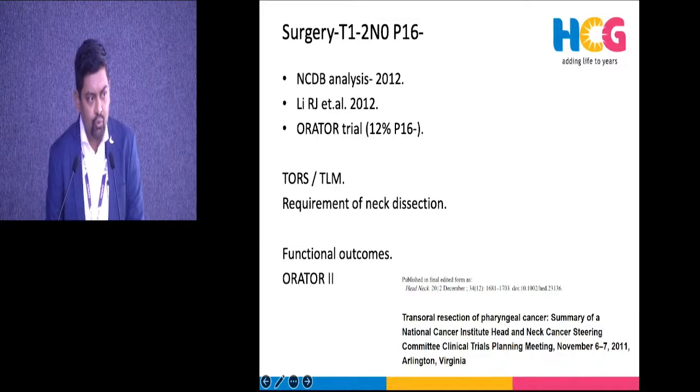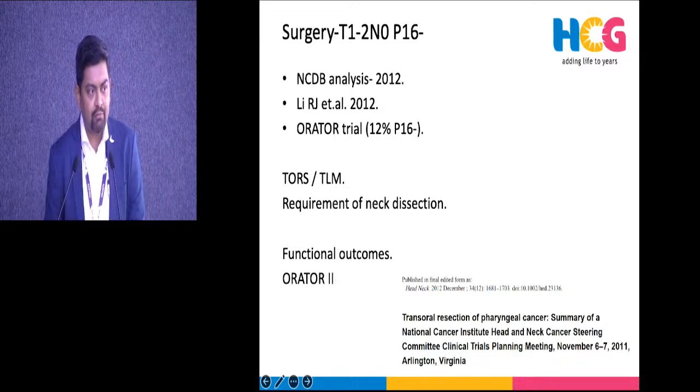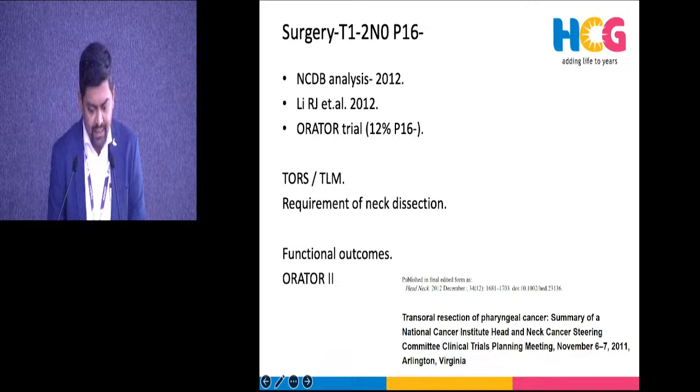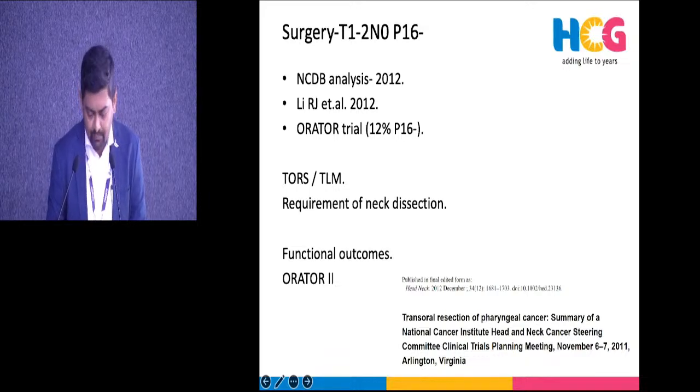Is there a role, as these guidelines highlight, for surgery in T1, T2, N0? Looking at all the databases, there is some role, but the data is very limited. So even in the ORATOR trial, 12% of the people were P16 negative. There are different challenges of TORS or TLM in that, and I'll come to that.